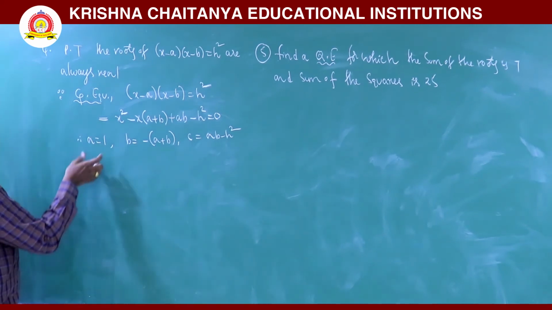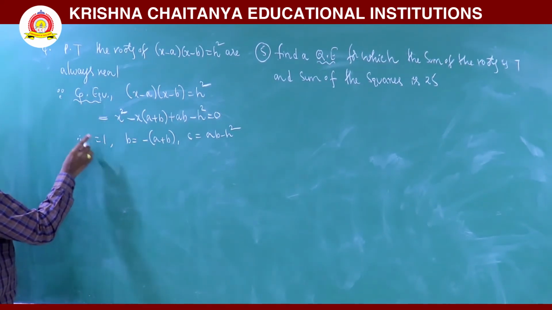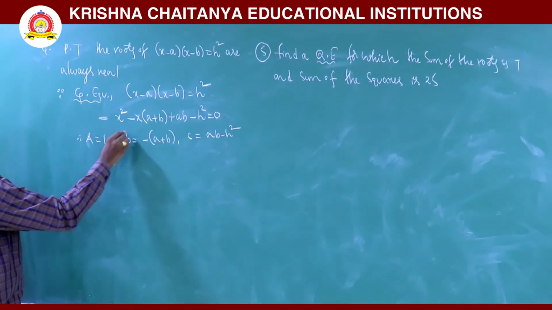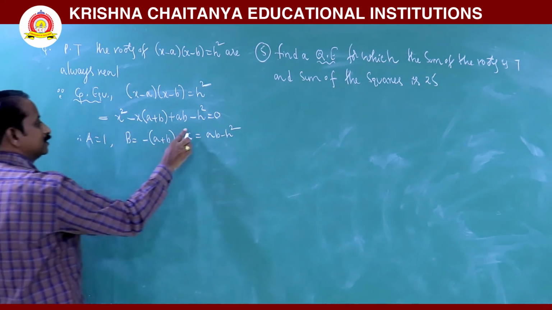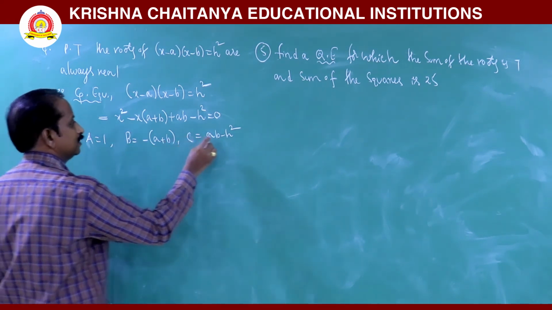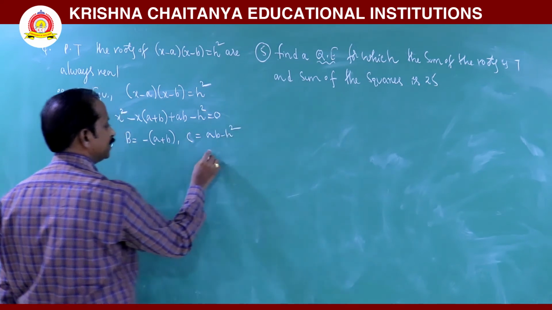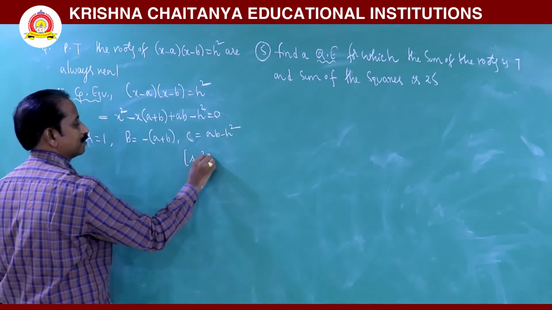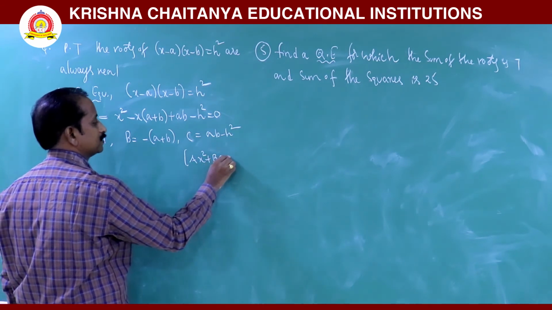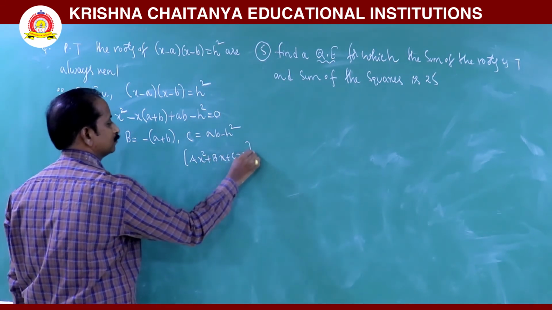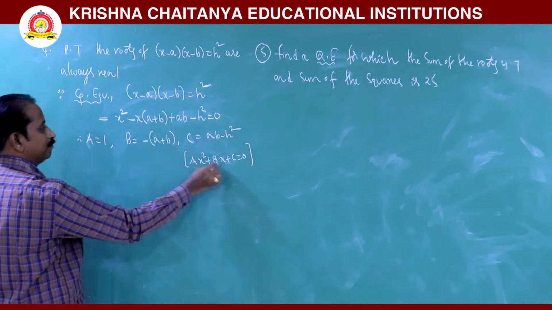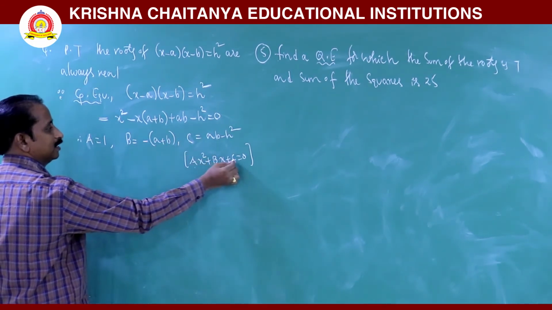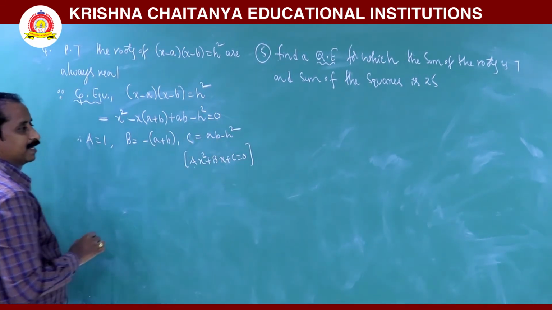So for the sake of our convenience, this is capital A, this is capital B, this is capital C, and our standard quadratic equation is nothing but ax square plus bx plus c is equal to 0. So a is 1, b is minus of a plus b, c is nothing but ab minus h square.